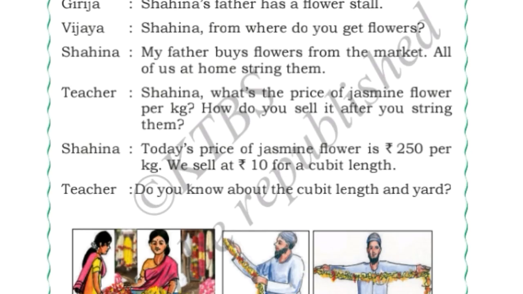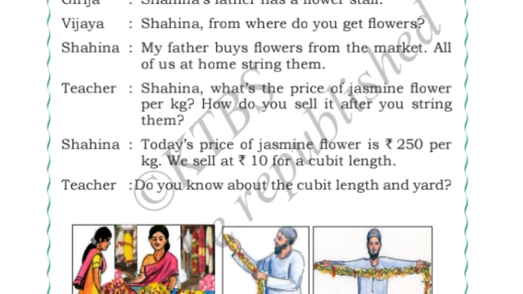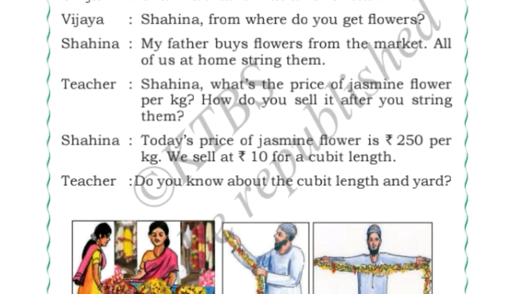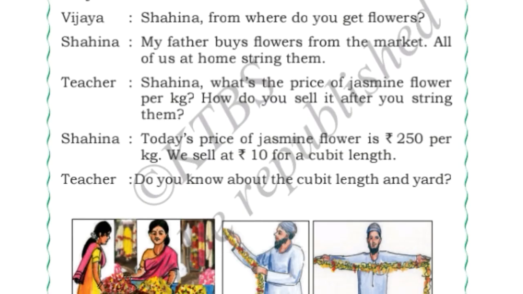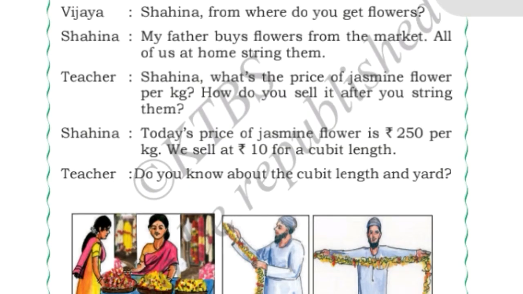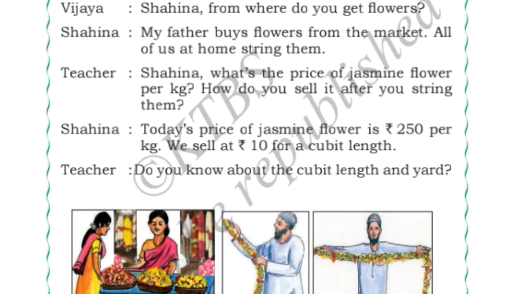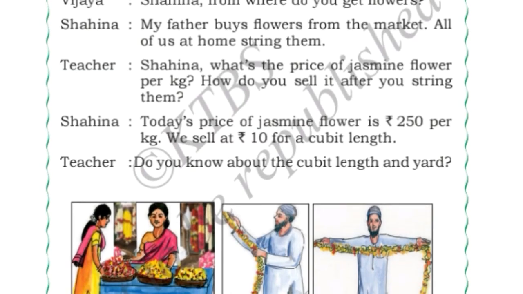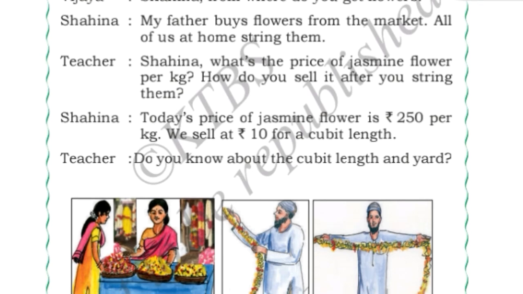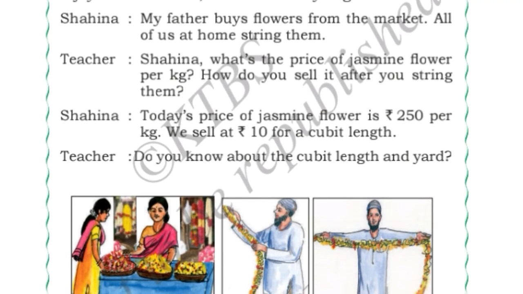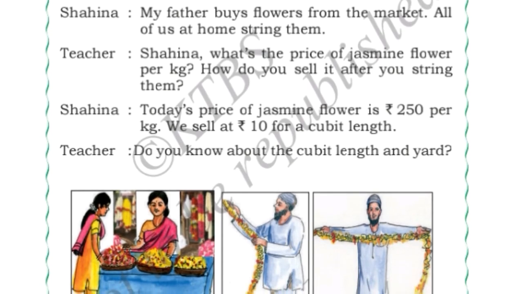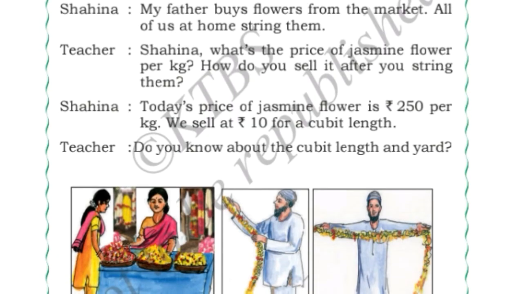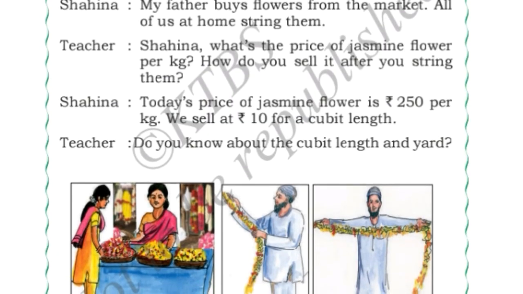Okay, so the teacher asks Shahina what is the price of the jasmine flower per kg and how do they sell them after stringing them. So Shahina says today's price of jasmine flower is 250 rupees per kg and they sell at 10 rupees for a cubit length. Okay, so Fatima says 1 yard is equal to 4 cubit length.